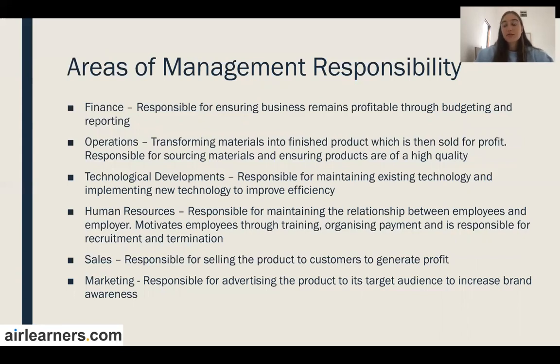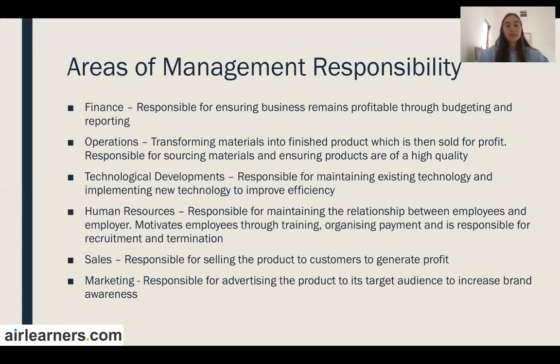So the finance area of management responsibility in a business is responsible for looking at all the reporting and all the budget and making sure that the business remains profitable. So finance is responsible for ensuring that there is enough money on hand to invest into new business ideas, and also making sure that past business ideas and changes are generating enough profit for the business and are worthwhile. So they're responsible for looking at all your key performance indicators like profit, market share, productivity, that kind of thing, and ensuring that there's enough money on hand for the business.